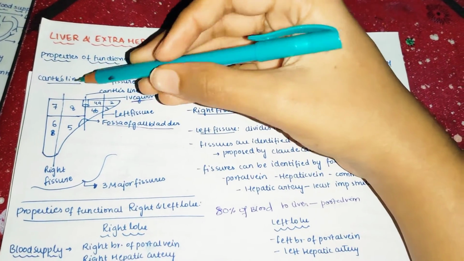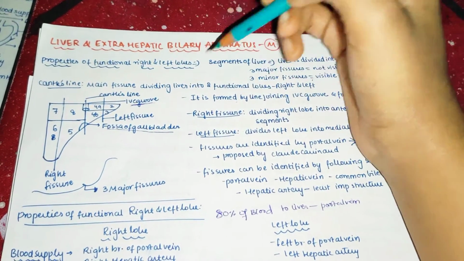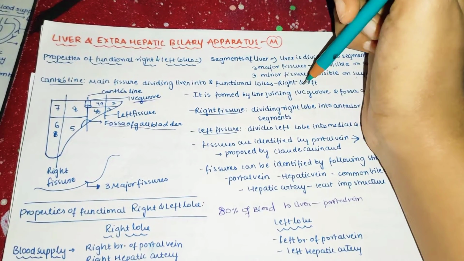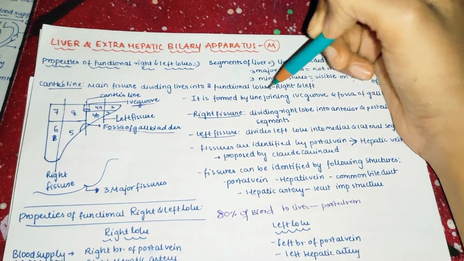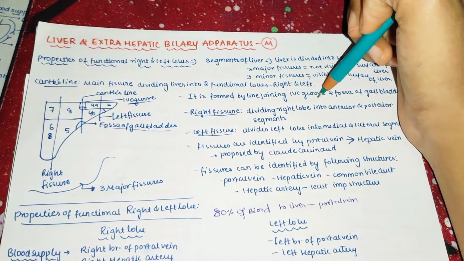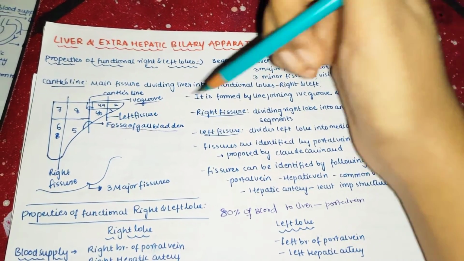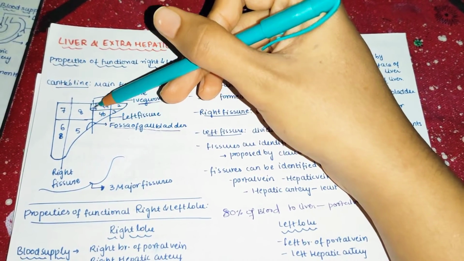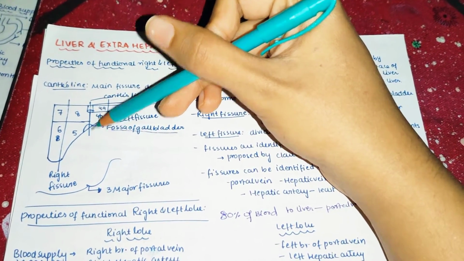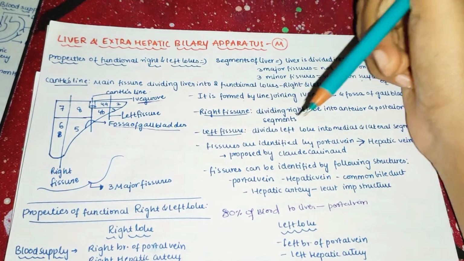Now coming to Cantlie's line, the main fissure which divides the liver into two functional lobes, right and left. So this is Cantlie's line. It is formed by the line joining the inferior vena cava groove and the fossa of the gallbladder. This is the inferior vena cava groove and this is the fossa of the gallbladder. If you draw a line like this, it is called Cantlie's line.